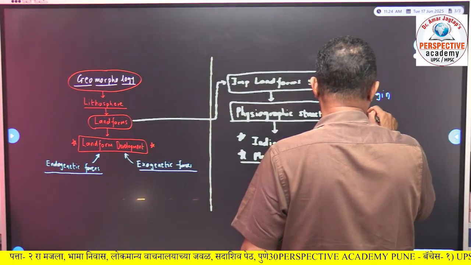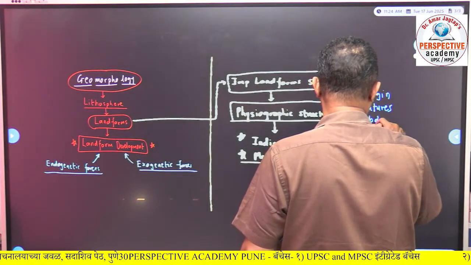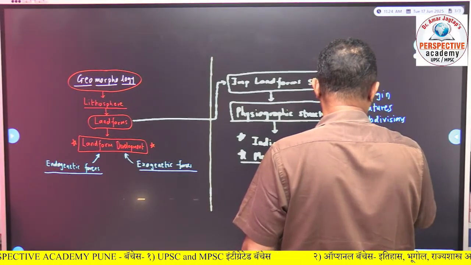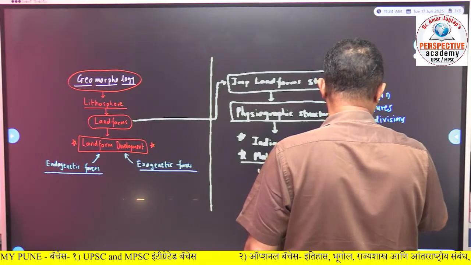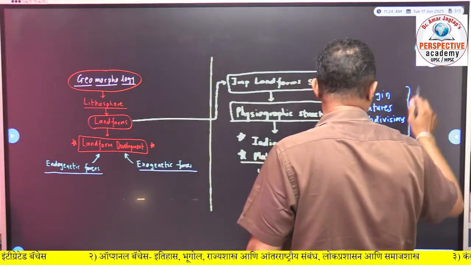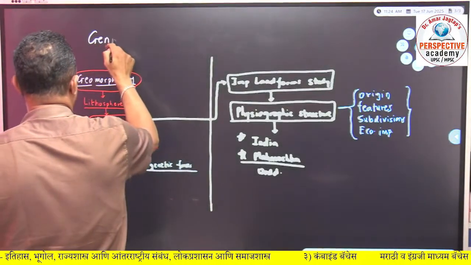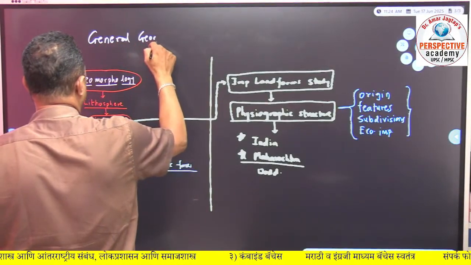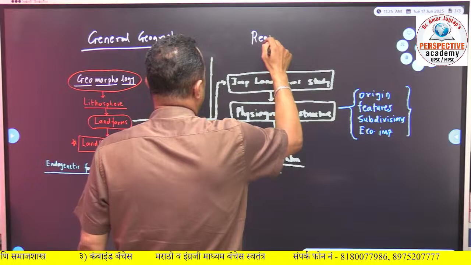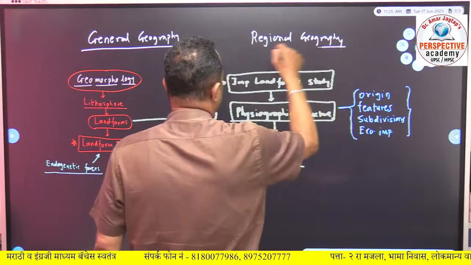Origin, features, subdivisions, economic importance. Okay, so this is what is the study of geomorphology. This will be part of general geography. This will be part of regional geography. Clear?